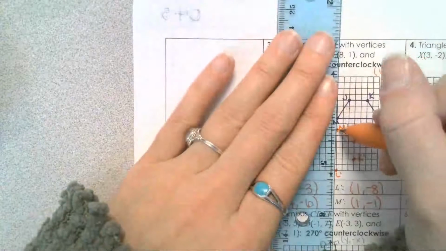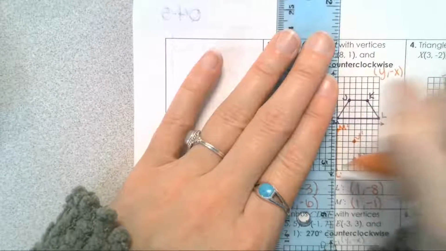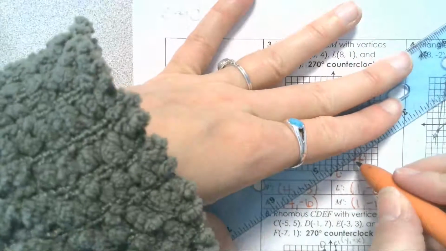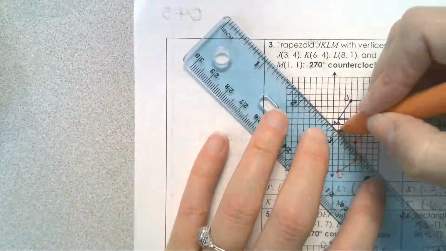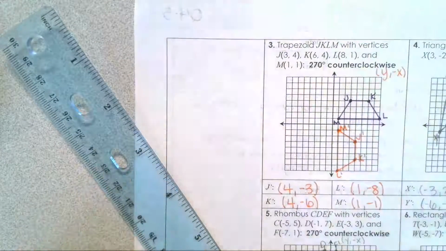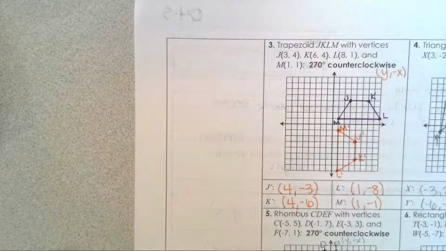So all of my points are in the correct quadrant. My shape is where it's supposed to be. It hasn't changed shape or size. It's just turned around a couple of times. And that's it. That's how you perform a rotation.